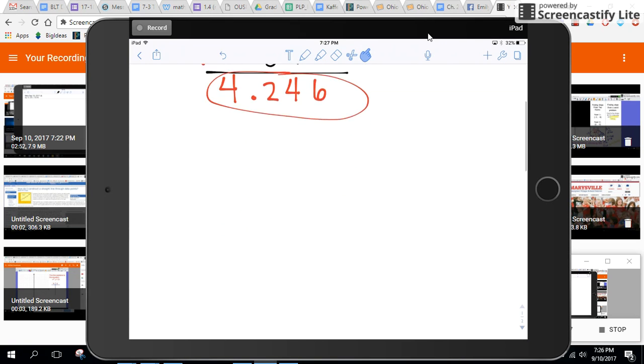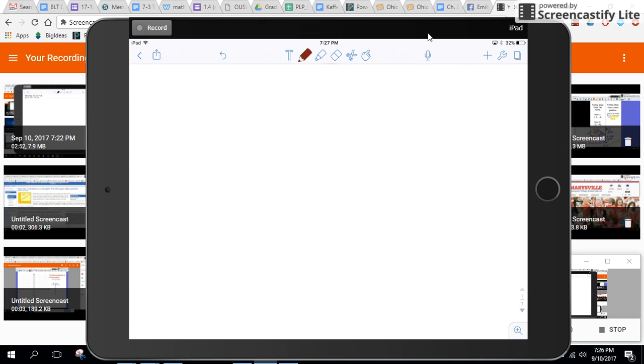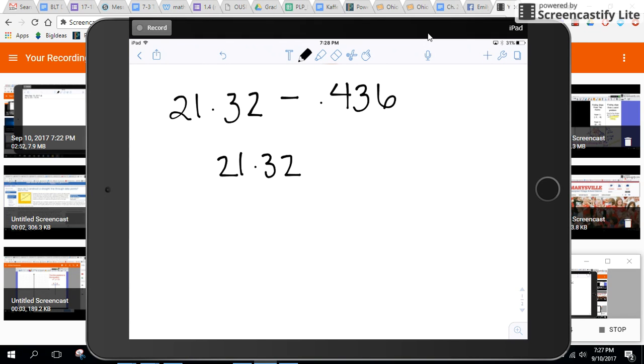Let's try a problem with subtraction. So 21.32 minus 0.436. So again, the biggest number has to go on top. I know that may not seem like a big deal right now because the biggest number is on the left. But starting with today's lesson, sometimes your biggest number is going to be on the right-hand side. So we just have to remember that when we go out to write our problem, that the biggest number has to go on top, and remember to line up our decimal places.